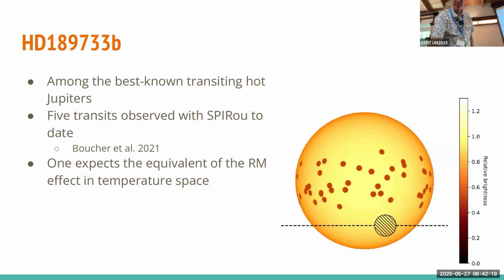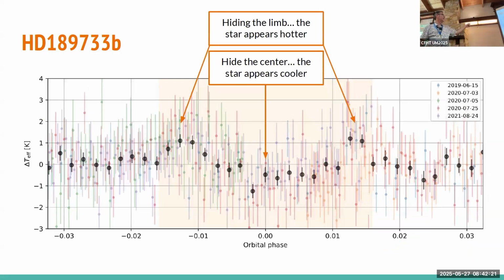Of course we can. Here's HD 189733. It's one of the most famous transiting planets. And you see the baseline, it's a five-night SPIRou time series. So you see the baseline temperature, and the binned error bars are well within 1 Kelvin. And you see an increase in the early transit, the orange line here, then a decrease and an increase and a decrease. And it's basically the temperature shadow of the planet on the star.